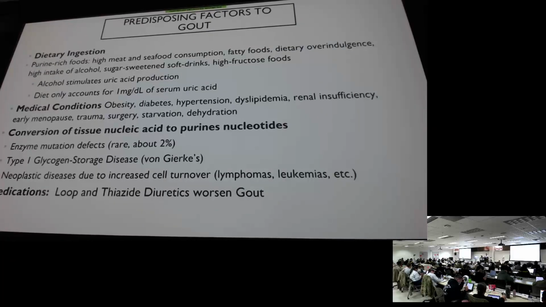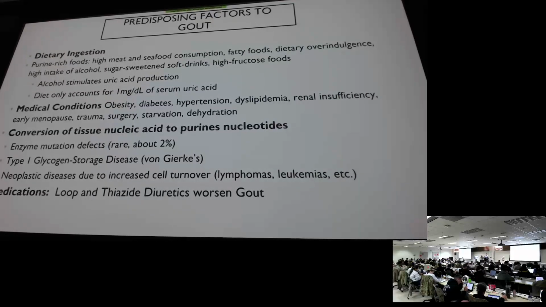All right. So alcohol does stimulate uric acid production. Diet really only accounts for 1 milligram per deciliter of serum uric acid, so there might be some genetic predisposition to those increased levels, but the foods of kings are often associated with it. You'll hear red wine, red meat, seafood is a big player.